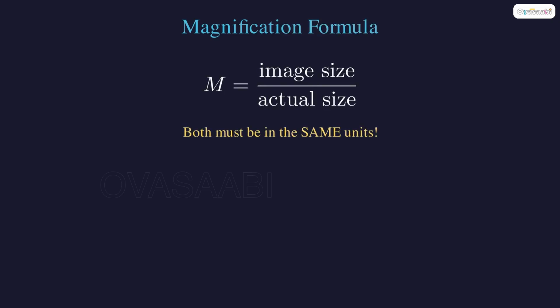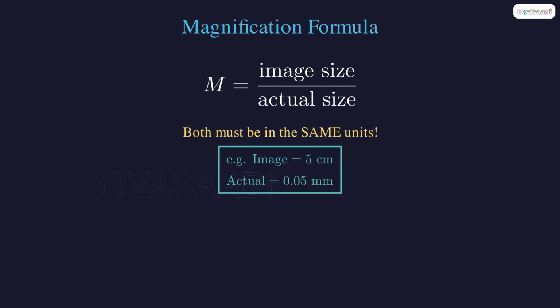To calculate magnification, we use this formula. Magnification equals image size divided by actual size. Both measurements must be in the same units.